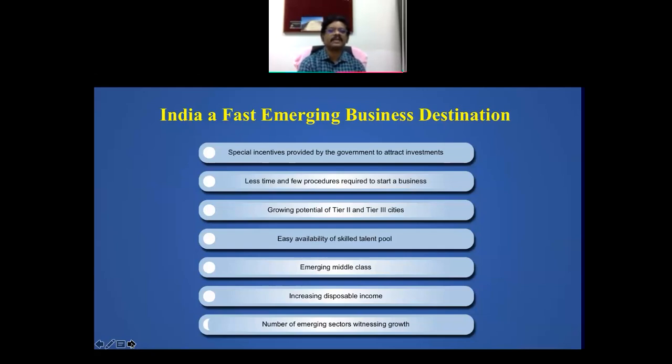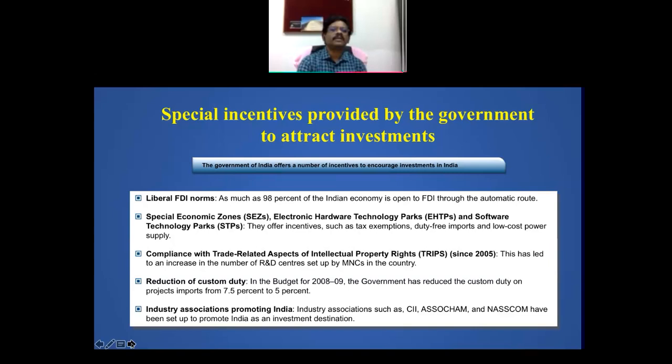With that, you will understand what kind of ground, what kind of runway there is for you to take off as a successful entrepreneur, what type of ground there is to develop your career as an entrepreneur. That is what we are going to understand. Now look at the first one, the special incentives provided by the government to attract investments. The government of India offers a number of incentives to encourage investments.